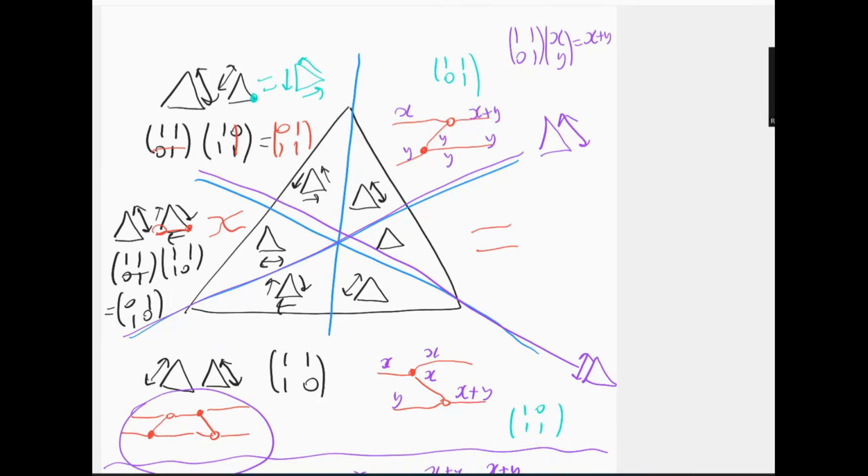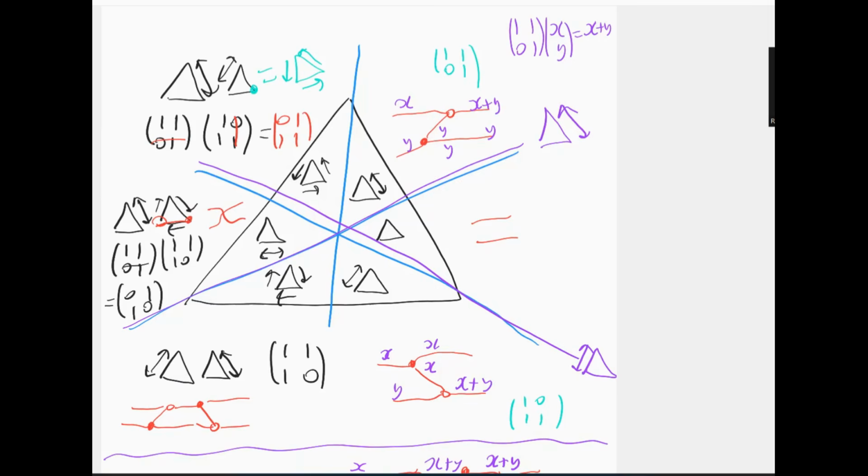So if you want a really interesting thing to think about, look at this graphical linear algebra using the equations I was talking about before. I'll show you them again momentarily. And think about how you could simplify this kind of diagram just by applying the equations of graphical linear algebra.